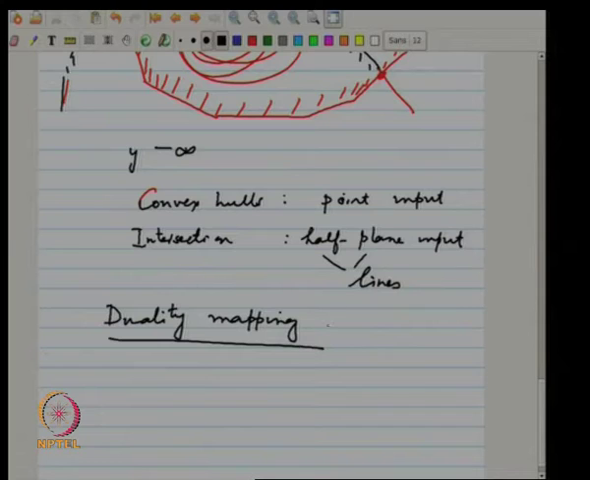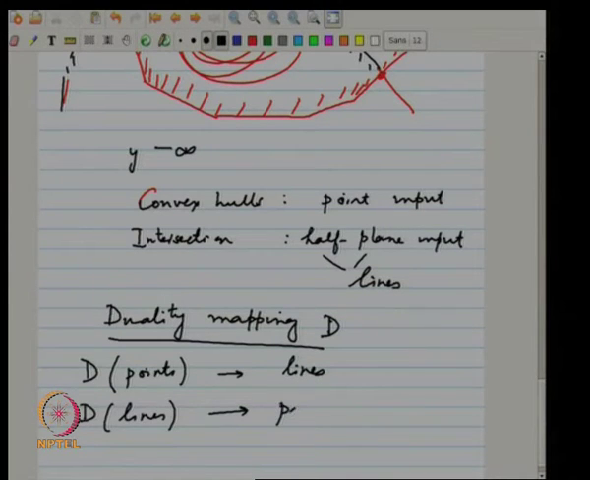Okay. So, this duality mapping let me define as D. What this duality mapping will do for us is map points to lines and vice versa. Okay. So, what is a point? A point is usually defined by coordinates. So, we are dealing with two spaces, the space of points and the space of lines, and to be able to define any kind of mapping, what do we mean by point? A point is an ordered pair of coordinates a, b.